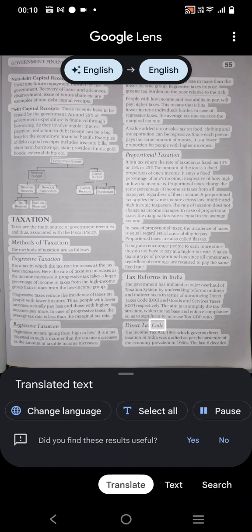Direct Tax Code. The Income Tax Act, 1961, which governs direct taxation in India, was drafted as per the structure of the economy prevalent in the 1960s. The last 6 decades.